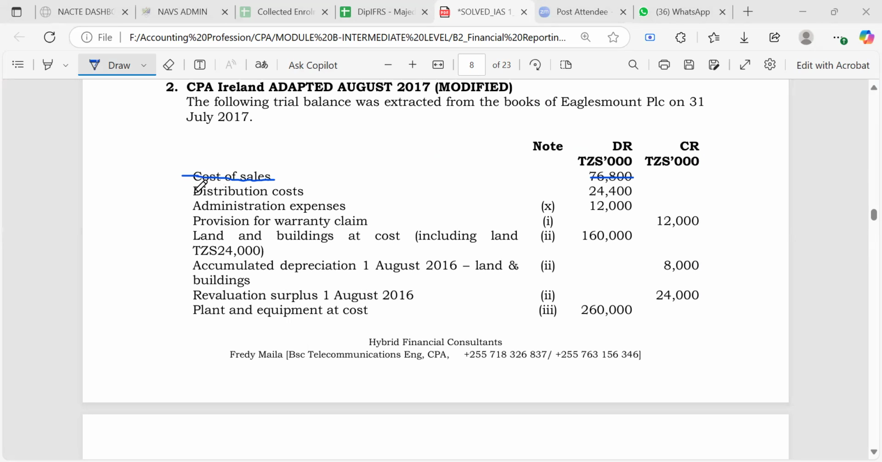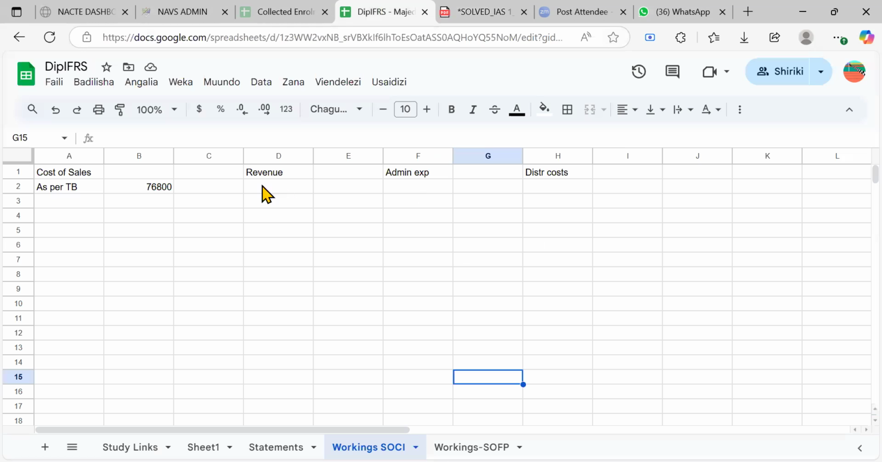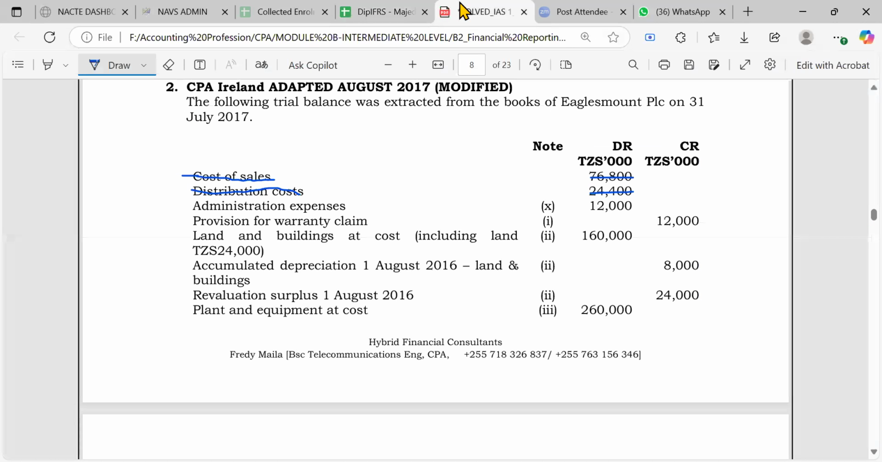Okay, so we have the distribution costs here, 24,400. Distribution cost, debit side, is an expense. This is as per trial balance. We just copied it there, and then you just go back to the question and proceed as usual.